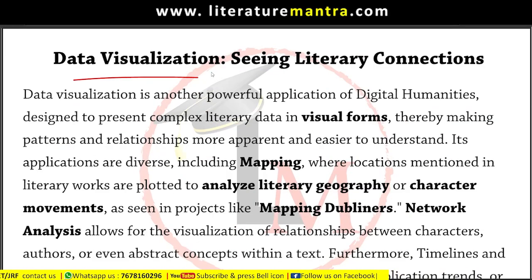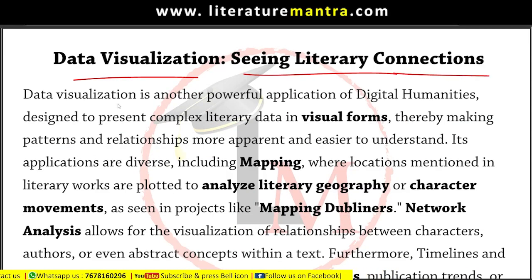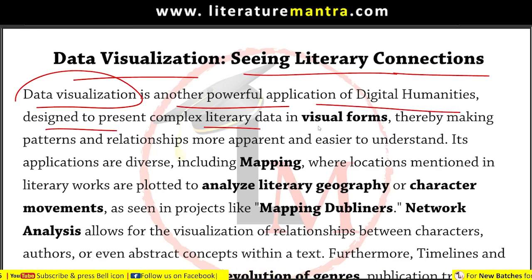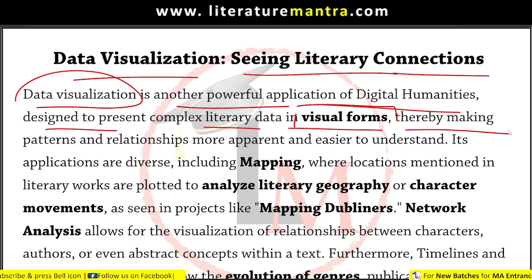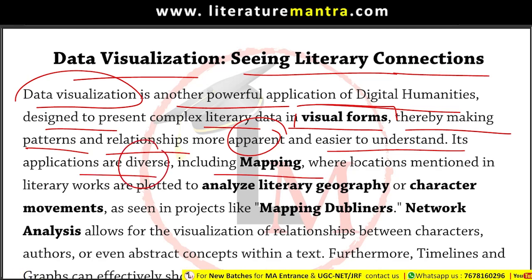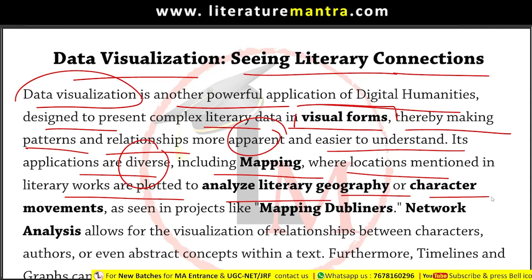Now after that, data visualization, seeing literary connections. ये क्या होता है? Data visualization is another powerful application of digital humanities designed to present complex literary data in visual forms. ठीक है? Simple definition. Thereby making patterns and relationships more apparent and easier to understand. Now, we all agree that the more visual representation there can be, the better it is and easier it is to understand. Okay? Its applications are diverse, including mapping, where locations mentioned in the literary work are plotted to analyze literary geography or character movements, as seen in projects like Mapping Dubliners.